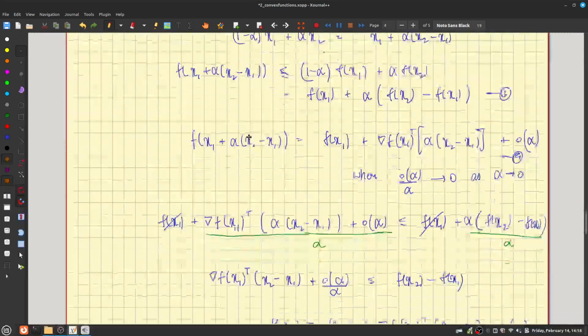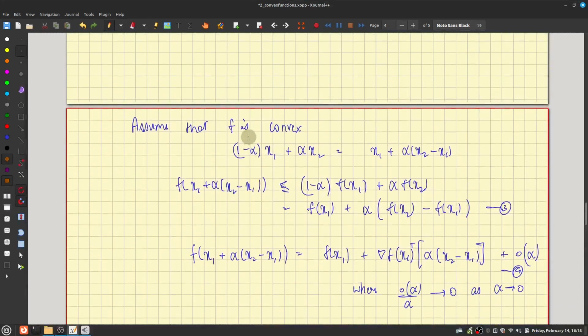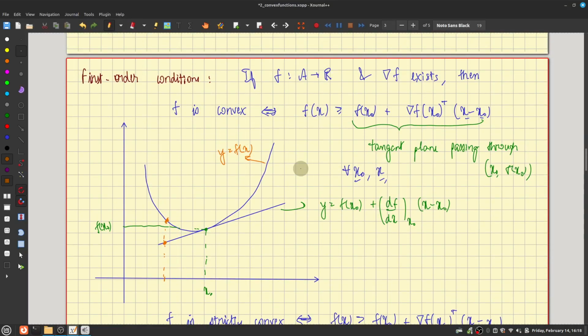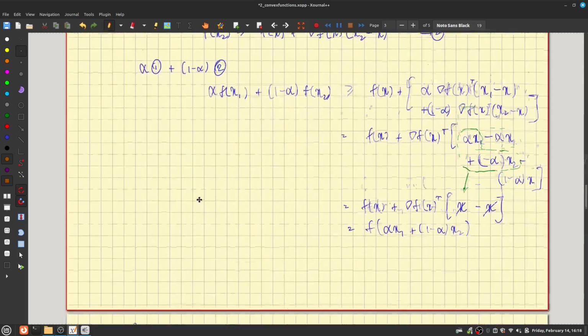But a more natural way of thinking about it is the following. The more natural way is to think about it in terms of the first order condition, so the first order Taylor series expansion. The first order condition says that for a function to be convex, the function should lie above the tangent. And by how much should it be above the tangent? That is characterized by strong convexity.